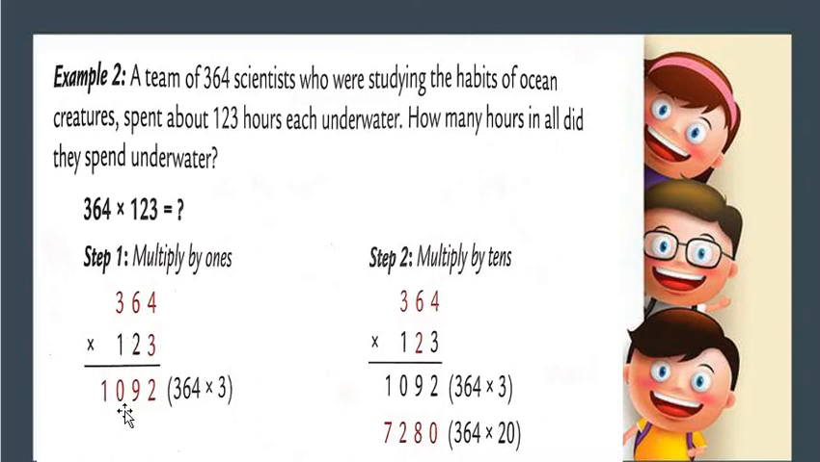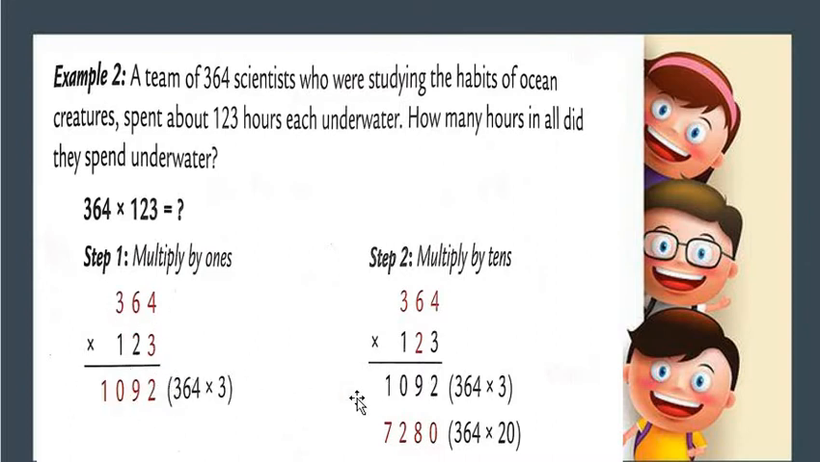So what is the answer? 1092. Then after that comes step number 2. What is step number 2? 364 multiplied by 2, which means 20. So 20 means 2 and 0. This 0 of 20 we put here.